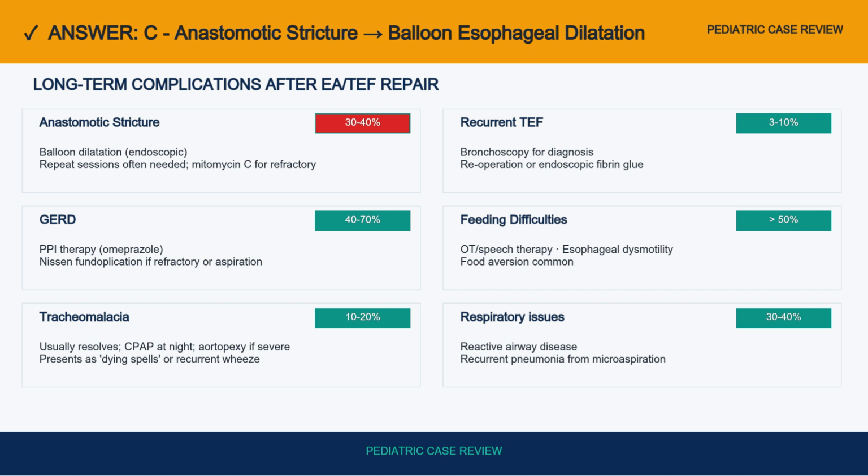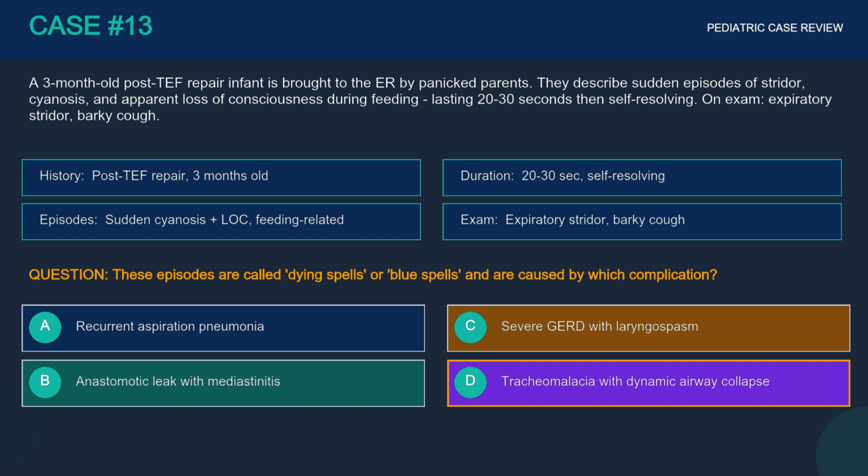Other important long-term complications include gastroesophageal reflux disease in 40 to 70%, tracheomalacia in 10 to 20% presenting as dying spells or recurrent wheeze, and feeding difficulties in more than 50% requiring occupational and speech therapy. Case 13. A 3-month-old infant who had tracheoesophageal fistula repair is brought to the emergency room by panicked parents.